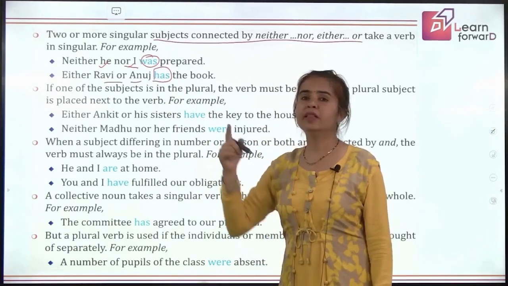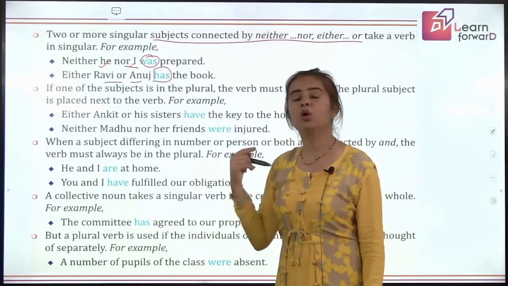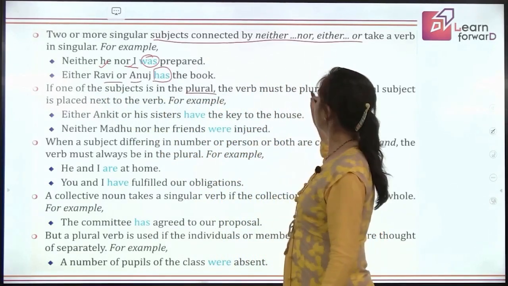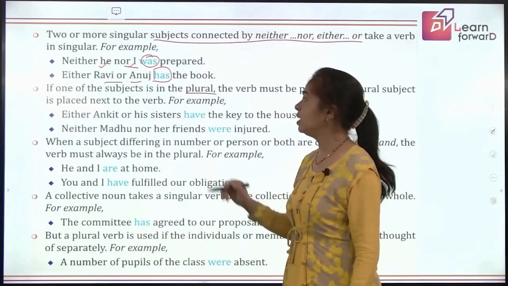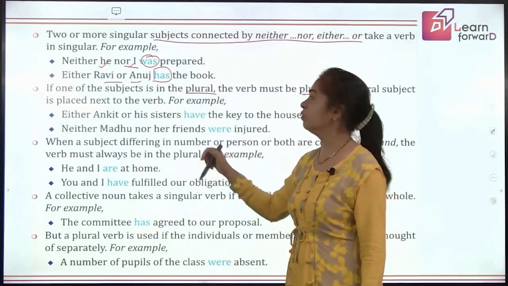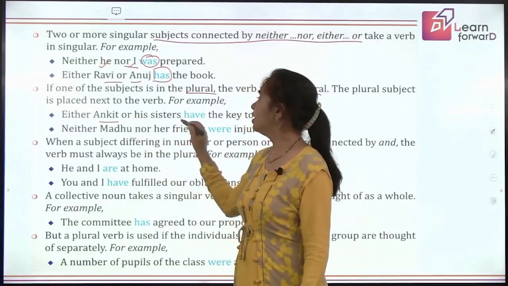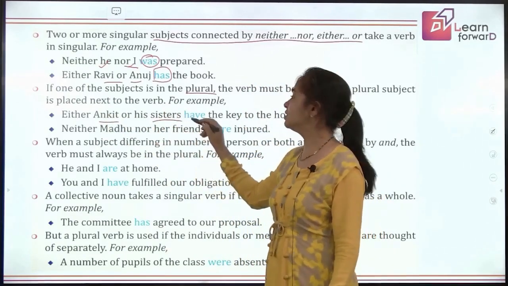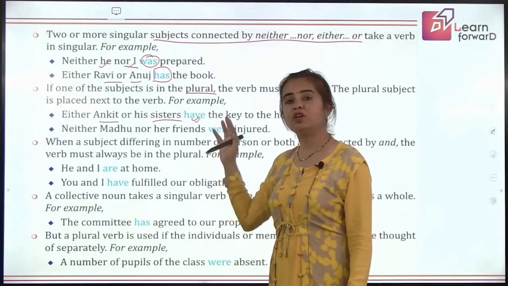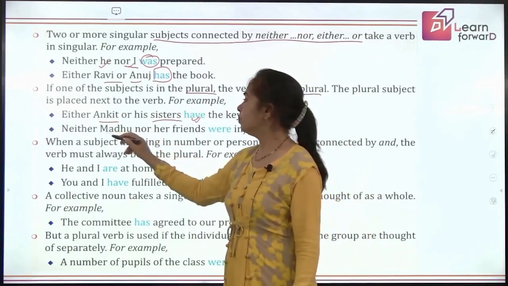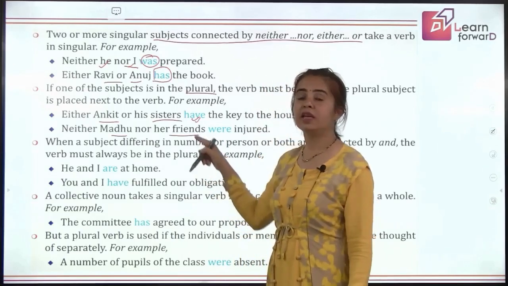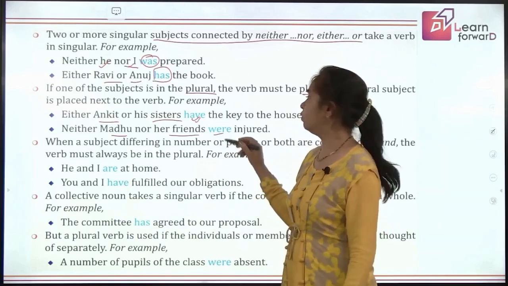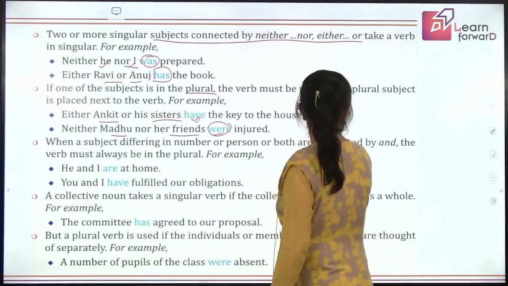But what when the two subjects are different in person or they are different in number? If one of the subjects is in plural, the verb must be plural. And it should be placed closer to the verb, like either Ankit or his sisters. One is singular, one is plural, but the plural is placed near the verb and we use plural verb there. Neither Madhu nor her friends. Again, the plural is placed closer to the verb. So it will take the plural verb here when the number is different.